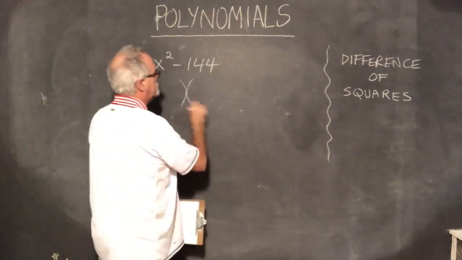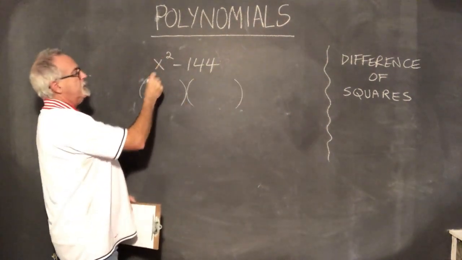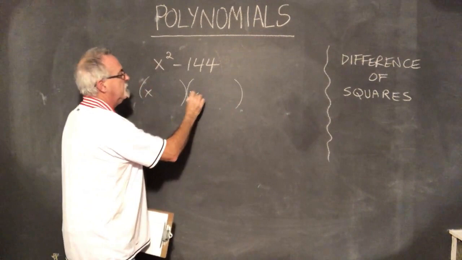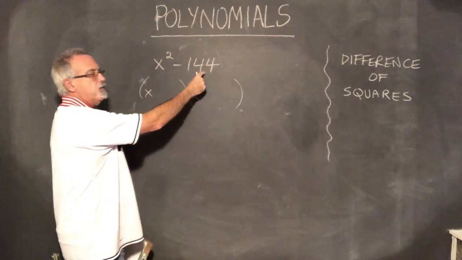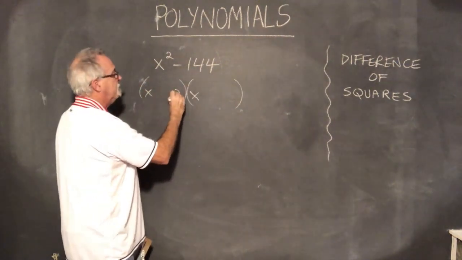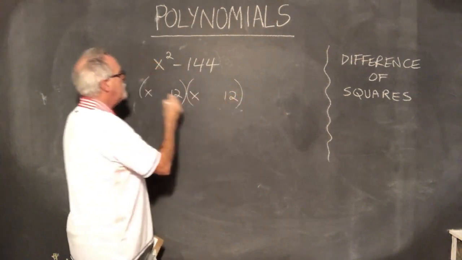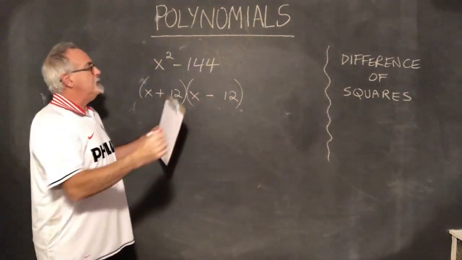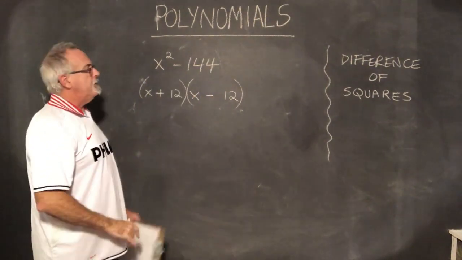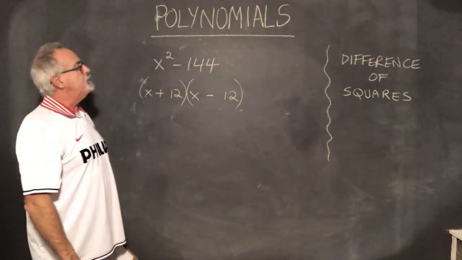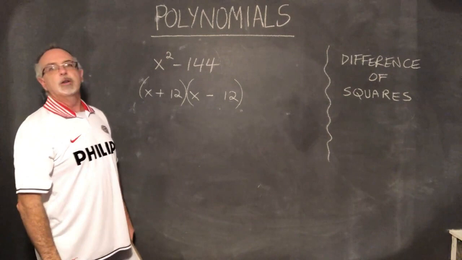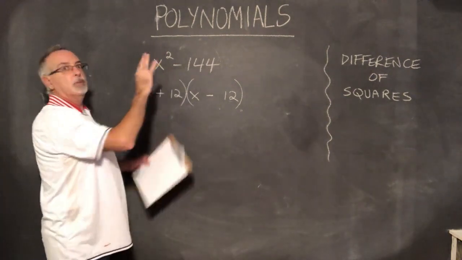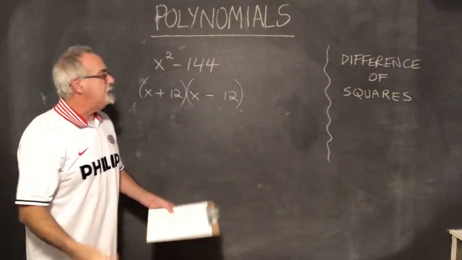Write my brackets. Square root of x squared is x. That goes in both of these places. The square root of 144 is 12. That goes in both of these places. We need one plus, one minus. We have it. Just as easy. Big number, just as easy. And if you know some other numbers that are squares that are even bigger, well, you can show off and you can make up an even more complicated looking example and still find it easy.